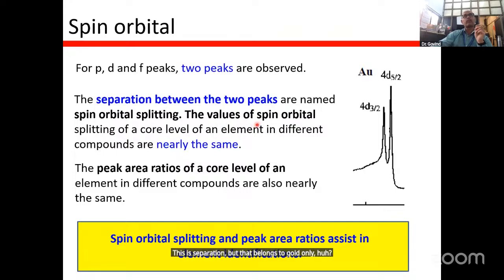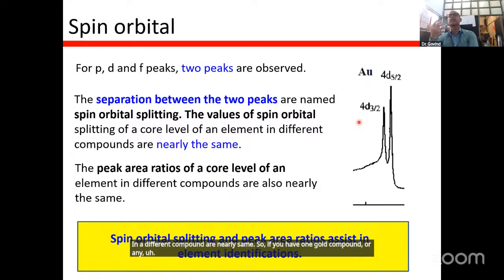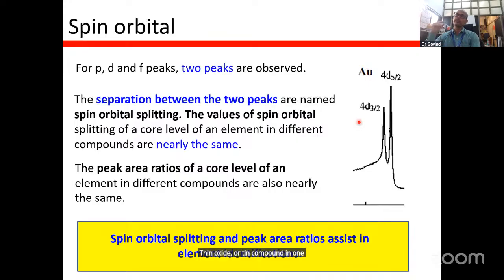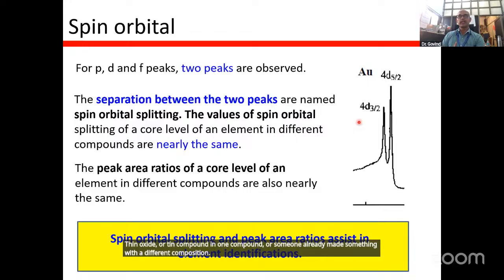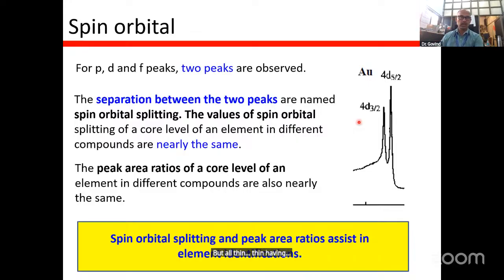The value of the spin orbital splitting of the core electron of an element in a different compound is nearly the same. So if you have one gold compound, or any tin oxide compound, or someone already made some tin with a different composition, all the tin has the same orbital splitting value. Okay, so it's a thumb rule to understand what kind of material is there.